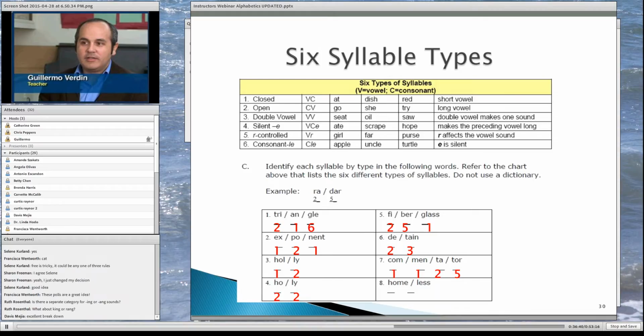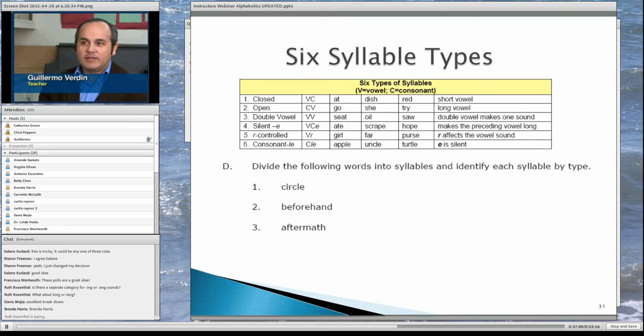Thanks, David. And the final one, which is a compound word, a silent E syllable and closed syllable. Closed syllable. Okay, good. Now, let me go to the third part of the activity.